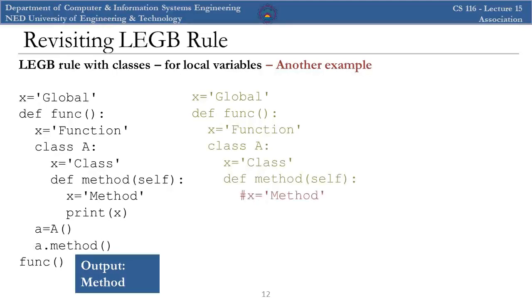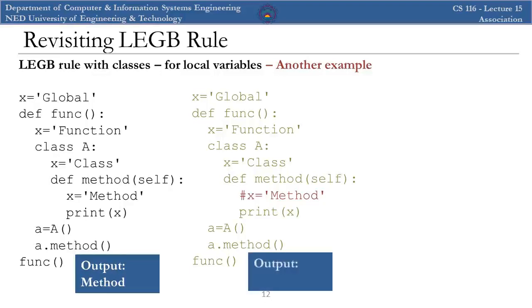Now in this second variant, the code is the same. I have only commented out this statement, which is highlighted in red here. Now when the print x statement is executed, which x will be fetched? I showed you in the last example that the x which is the class variable of class A will be skipped because it does not lie in that LEGB path. So this will be skipped, and I expect x equals function to be printed. So function should be printed at the output, and here it is.